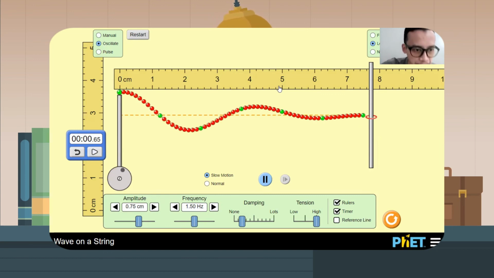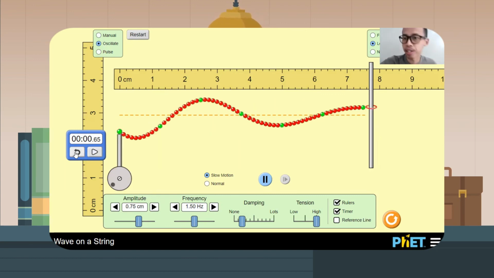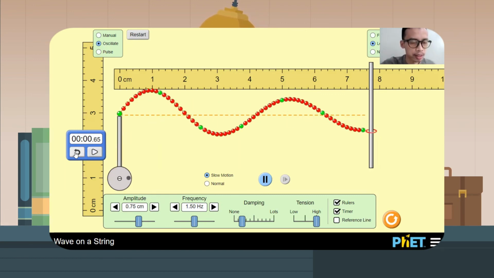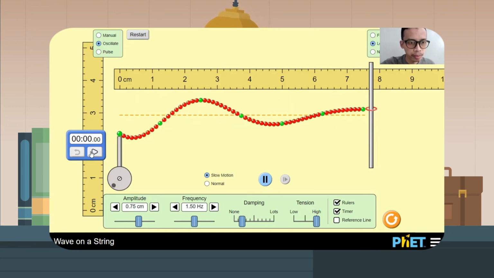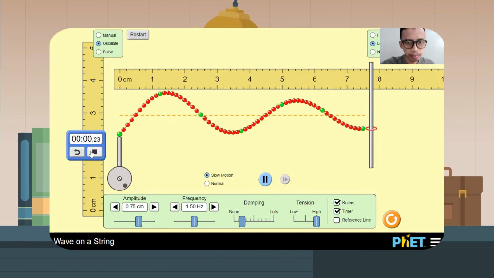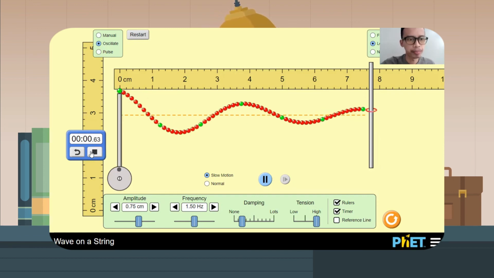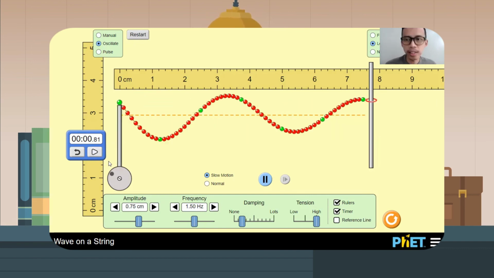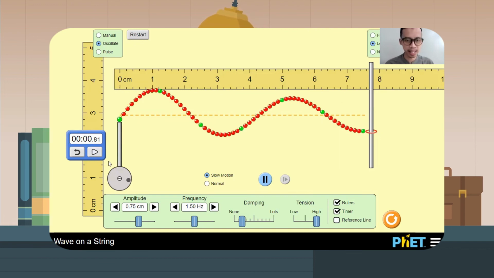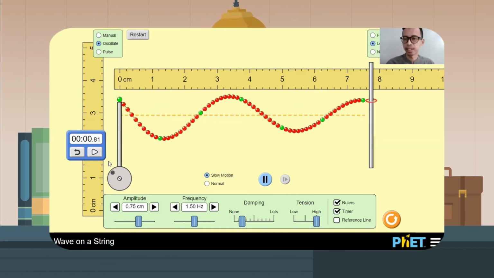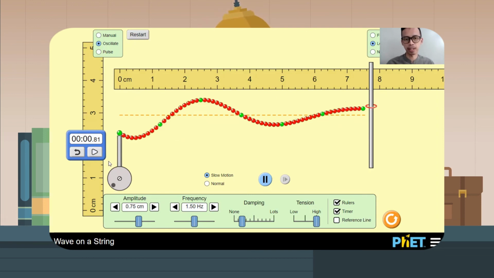Okay, let's try. First we need to restart the stopwatch, of course. Get ready. Start. Stop. Here the time that I get is 0.81 second, and the distance is 5 centimeter.